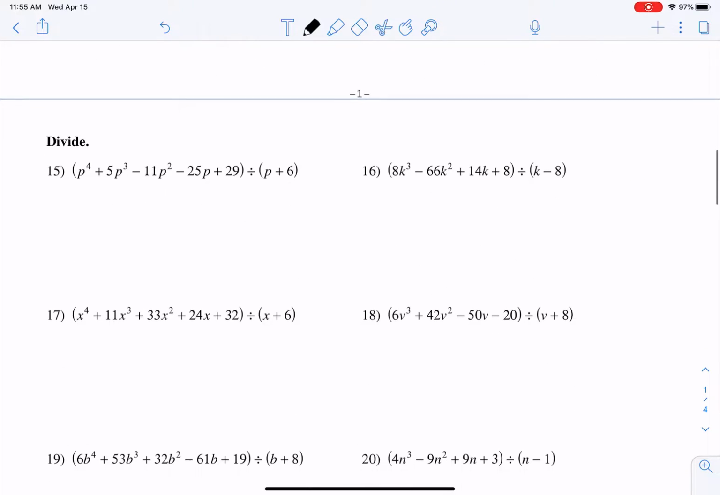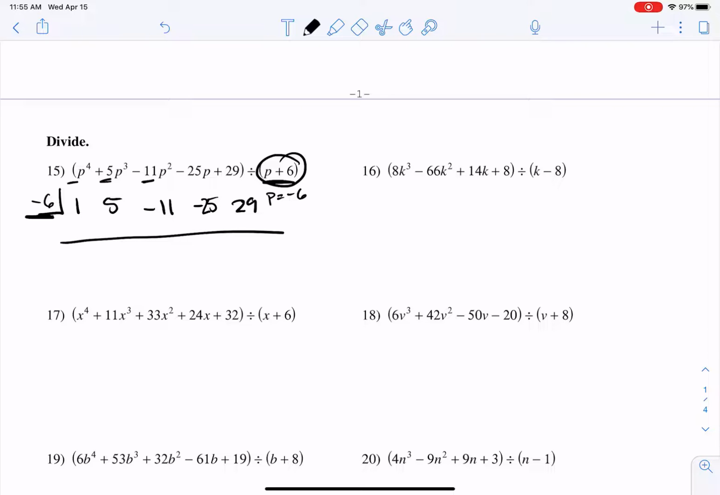Okay, in the last set of examples, you're just asked to divide here. So what you want to do is just take, again, your actual value. So if we have a factor of p plus 6, that means that p actually equals -6. So that's what we're going to divide by using synthetic division. We're really dividing by p plus 6, but what we use is the actual 0 value, which is -6. Then we're going to put in our values of our coefficients here. So we have our leading coefficient of 1, 5, -11, -25, 25, and 29.